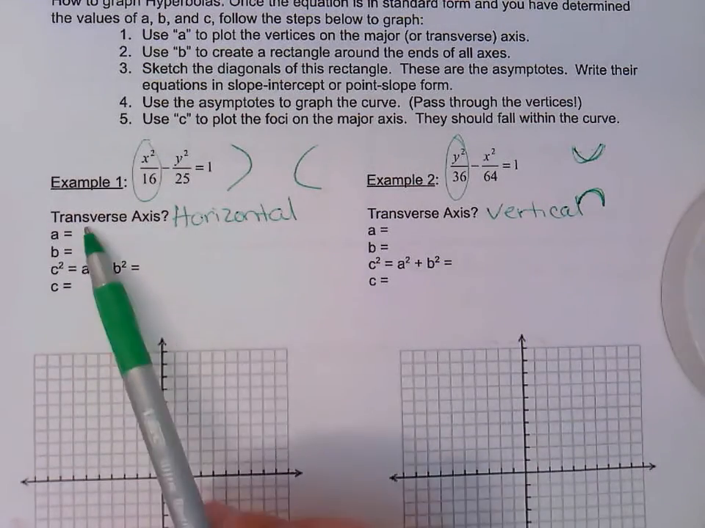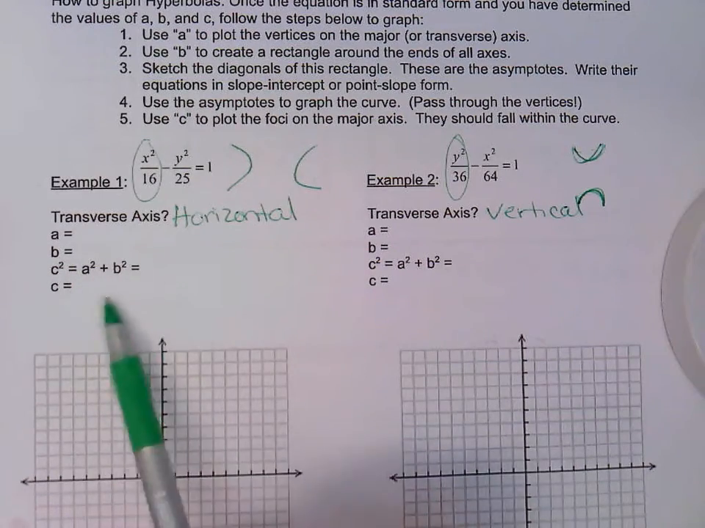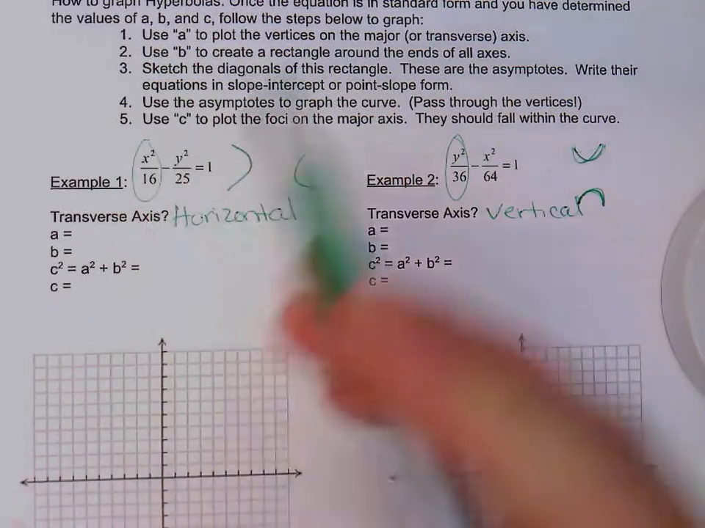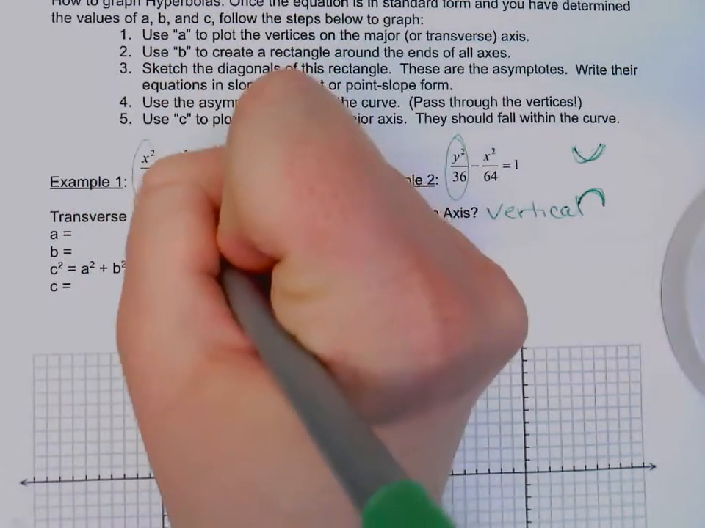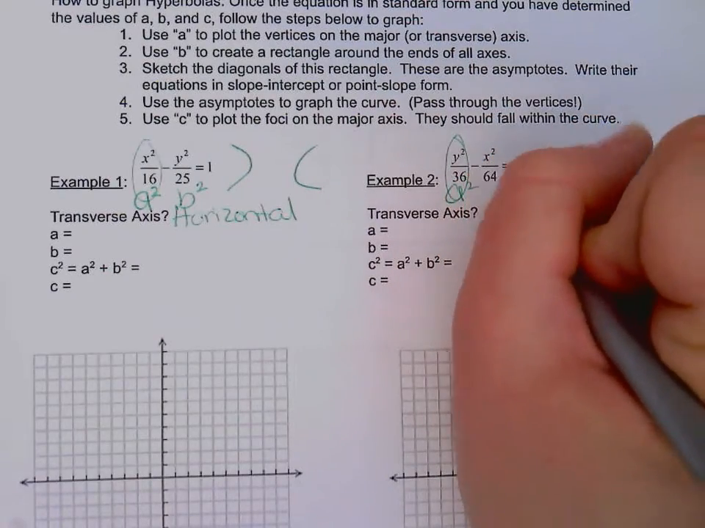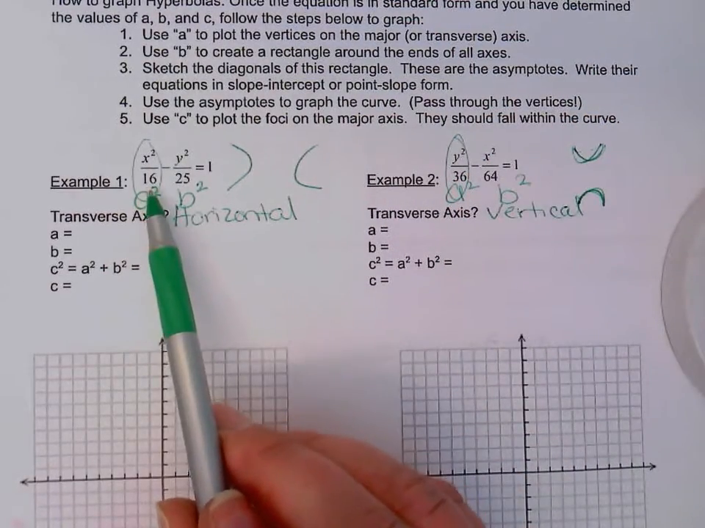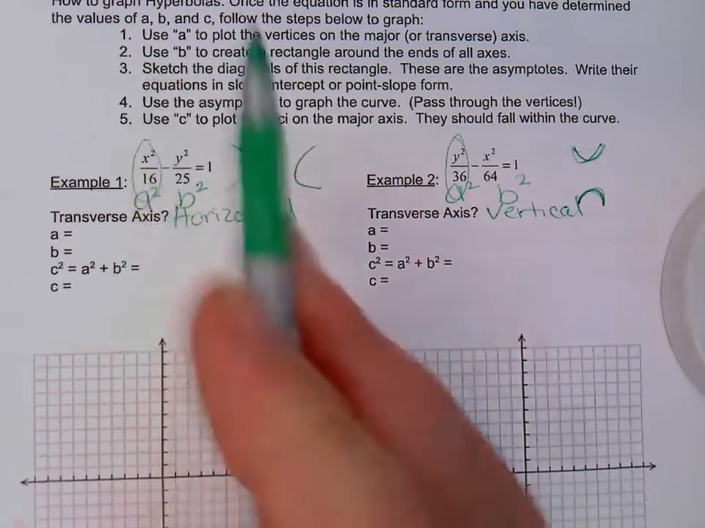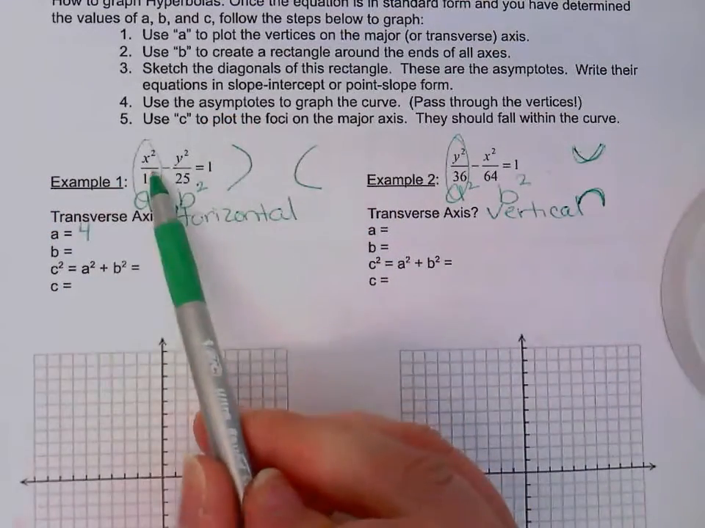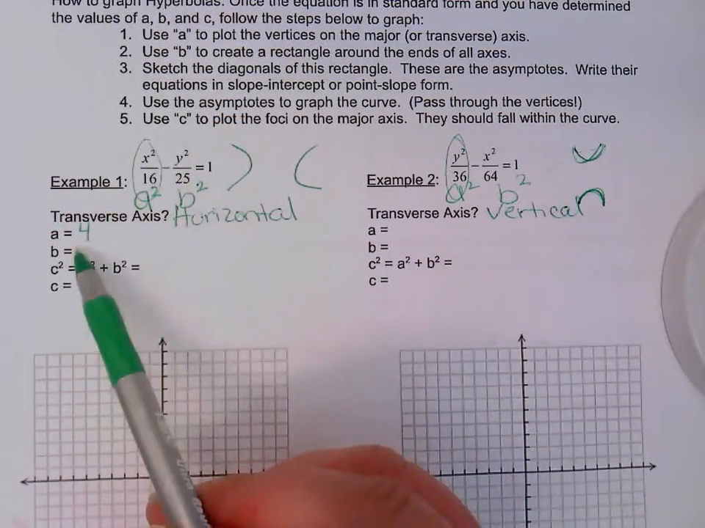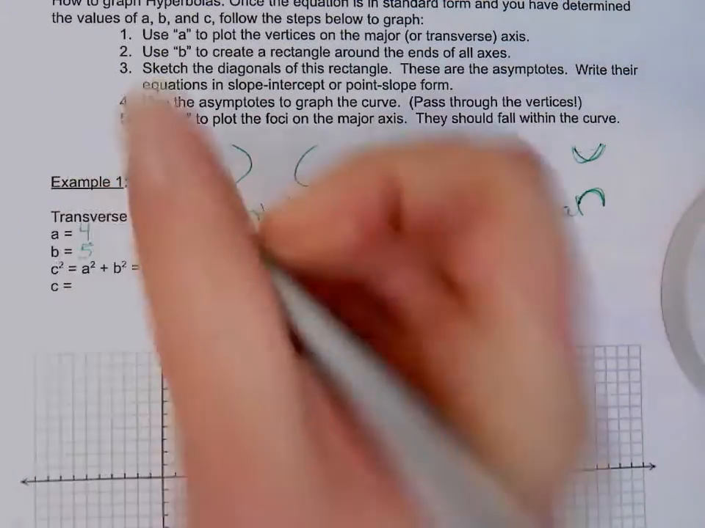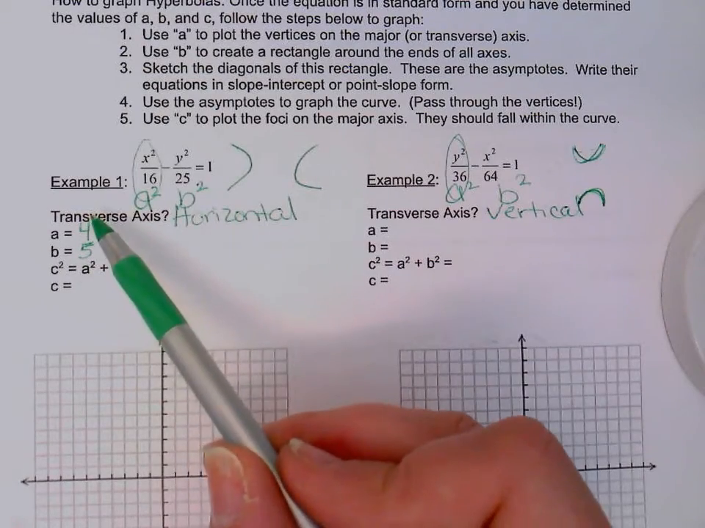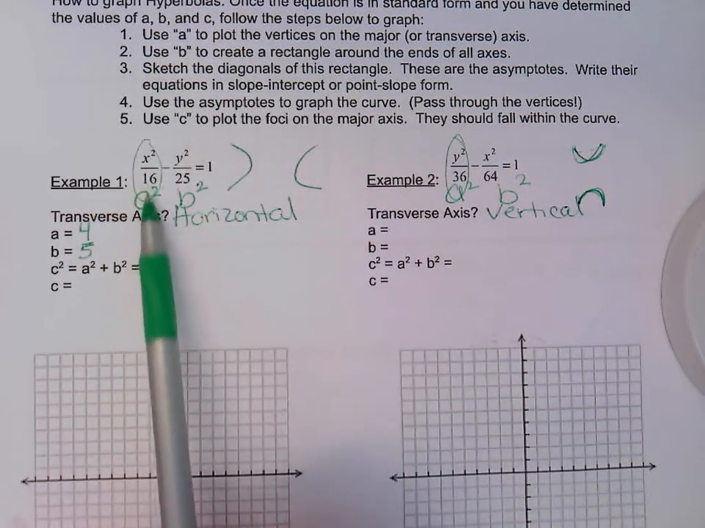Then your A, B, and C values are calculated in a similar way. Whatever comes first, that is A squared. So this is always A squared, and then this is B squared. Whatever comes first is more important, not necessarily larger. So in this hyperbola, A is just 4, because the square root of 16 is 4, and B is 5, because the square root of 25 is 5. That may bother some of you: oh, A is not the bigger one this time. A is more important because it comes in front of the minus sign.